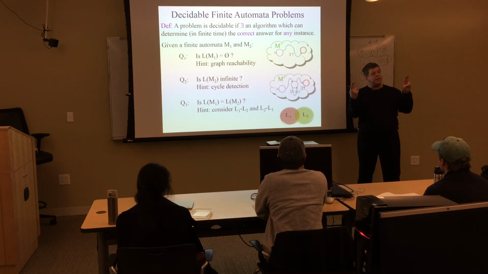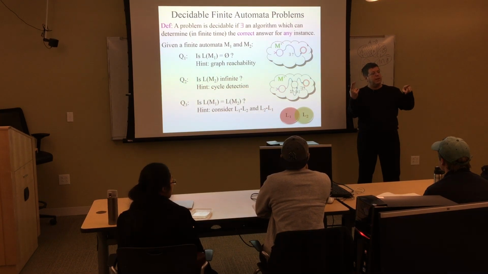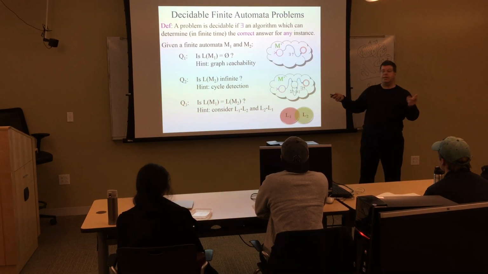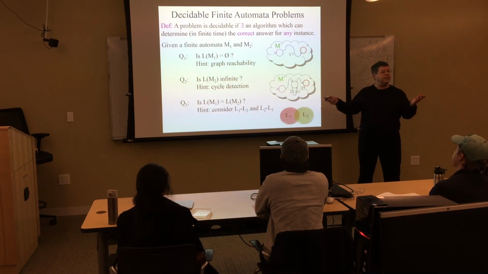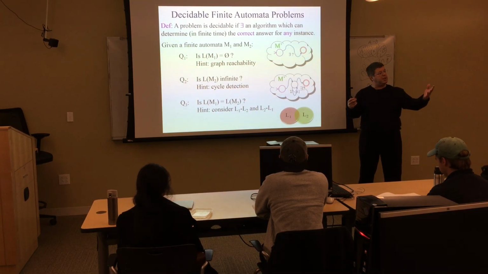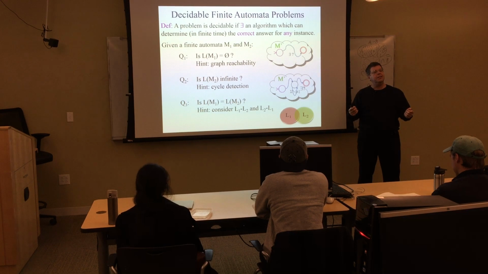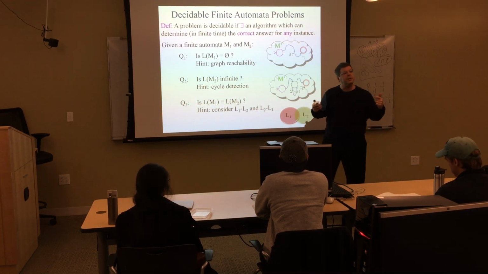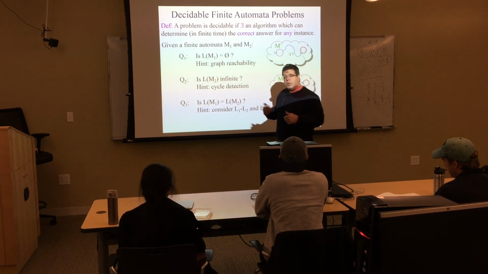Now, this part is easy. It's a hint. So you want to make sure that both machines accept nothing. And how do you accomplish that? Graph reachability. It's the answer to the first one. Right? Good. Using a subroutine is a good thing in computer science, right? In fact, that's what computer science is about. Imagine if you couldn't use subroutines. What would computer science look like?